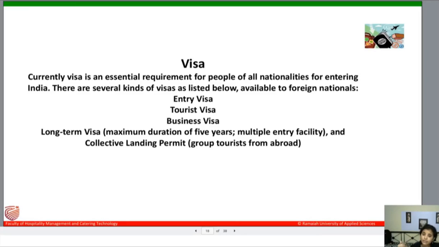Business visa also has various forms. We have educational visa, medical visa. Now, because of COVID there is a vaccinated visa, where it shows in your passport that you are vaccinated, and then you can go to places if you are vaccinated with the said number of doses. Then there is long term visa, and there is collective landing permit visa for group travels. So one needs to understand what kind of visa they want to apply for.